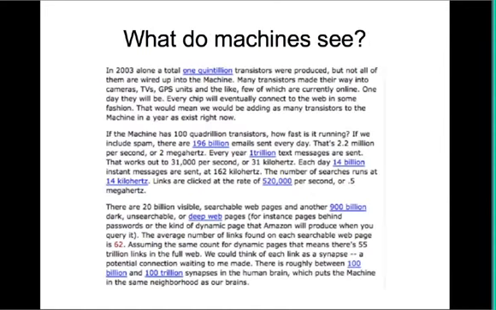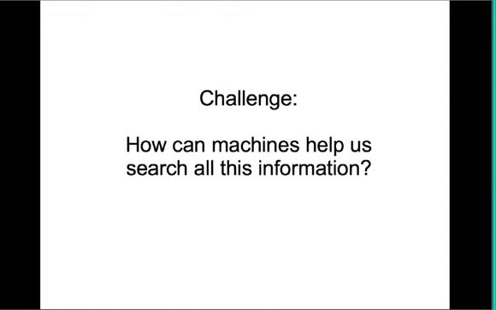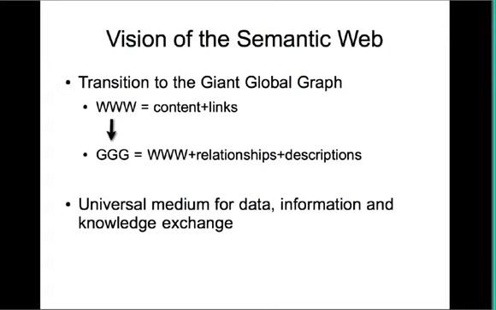So machines can help us, but on the web, what machines see generally is HTML with links, so mostly plain text with links, and sometimes they try to extract some more information from there, but it's ambiguous and it's not clear how machines see our data. So with this growing amount of information, how can we help machines do a better job of helping us searching through the information? So the vision of the semantic web, it's something that Tim Berners-Lee came up with.